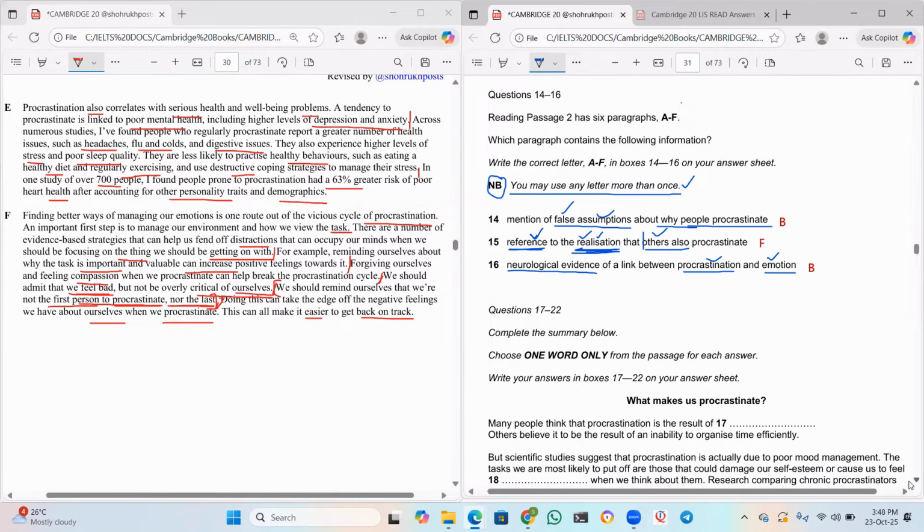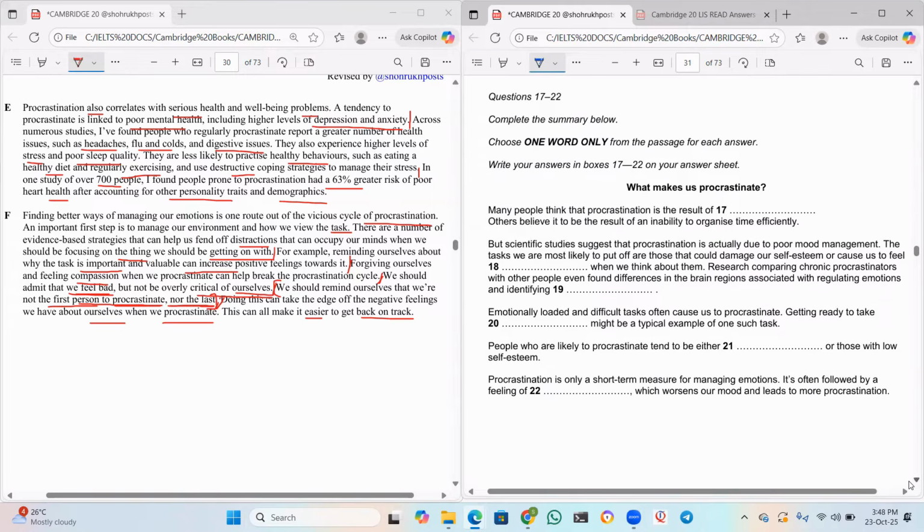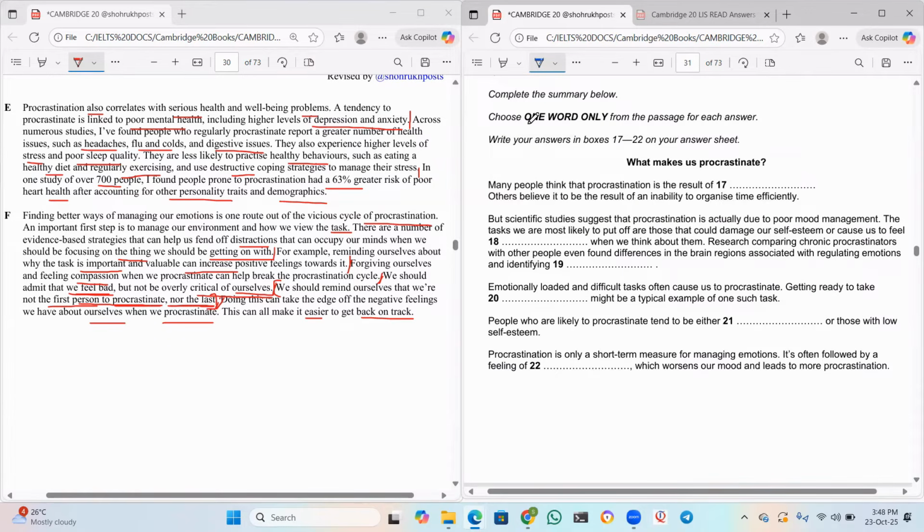Okay. Now let us move to the next set, that is fill in the blanks, and we have to note that it is only one word, and from here it will be very easy for us. Do you know why? Because we have read the whole passage. Now we should know in which paragraph what he is talking about. We know everything. Now answering this should be very, very easy, guys.